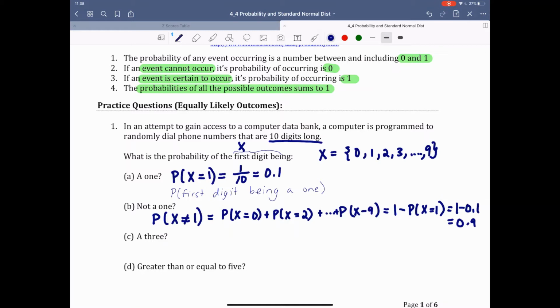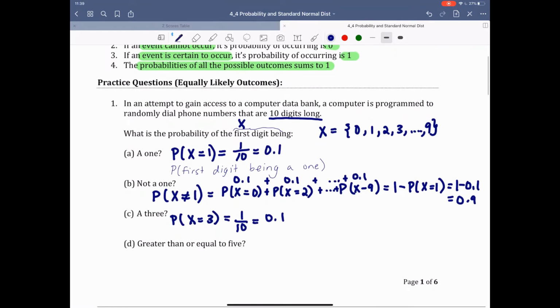Okay, if we would have done it the other way, where we added up all the values, you would have got 1.1 plus 0.1 plus 0.1 9 times, and 9 times 0.1 is 0.9. So you do arrive at the same answer either way that you approach the problem. Okay, next we want to know, what is the probability of the first digit being a 3? Well, there are 1 in 10 chances that you get a 3 for the first digit if they're randomly selected, and so it's 0.1 again.